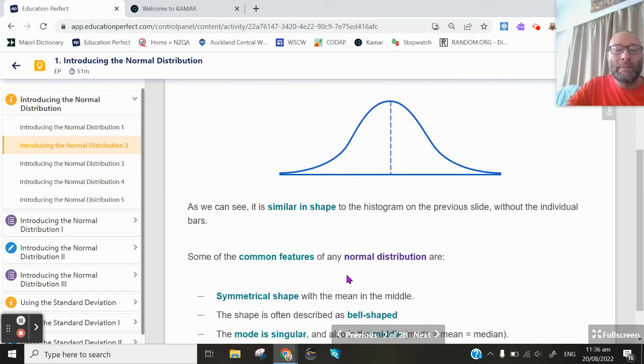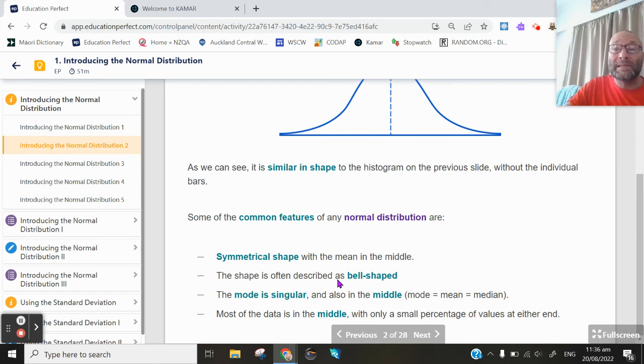So some of the common features, as I said, and please put these in your notes. The shape is symmetrical with the mean in the middle. The shape is often described as bell-shaped. There is a single mode, meaning the mode is singular, and that mode is also in the middle. And when we've got a purely normal distribution, the mode is the same as the mean, which is the same as the median.